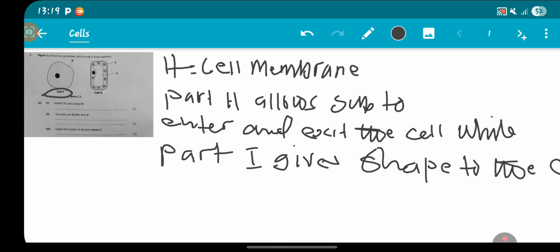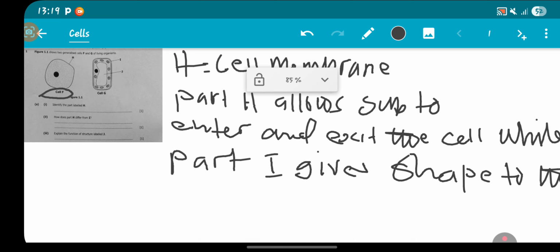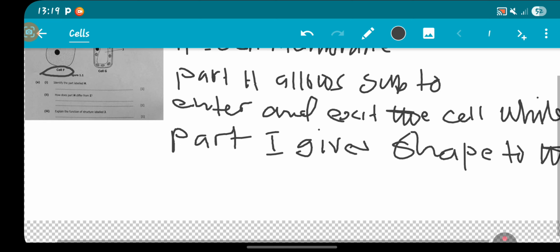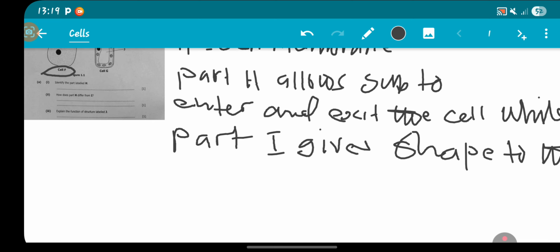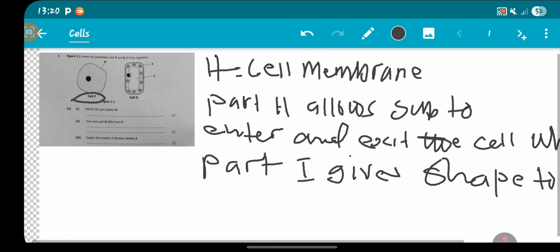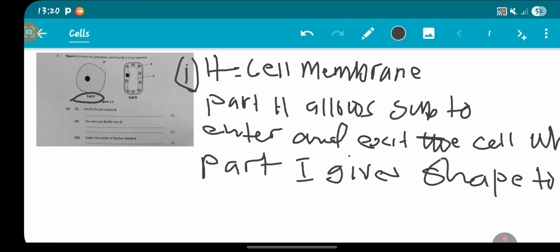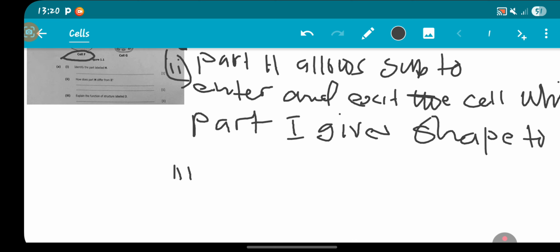And then we have Roman numeral number 3, which is saying explain the functions of the structure labeled J. Labeled J is found in cell G, and we said cell G is a plant cell. Okay, we've got that one.